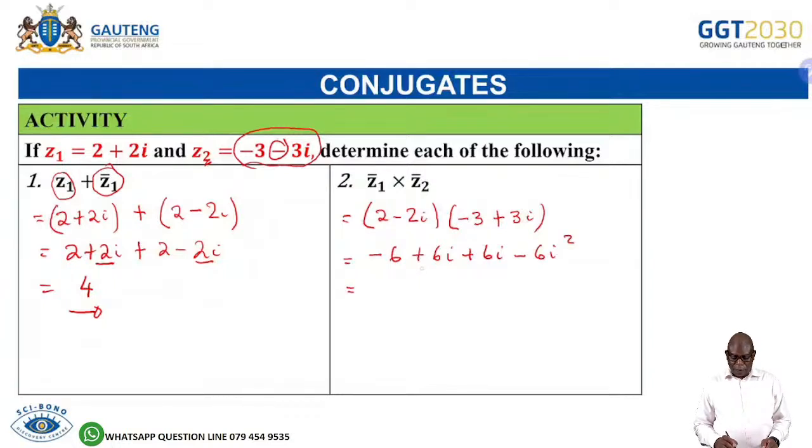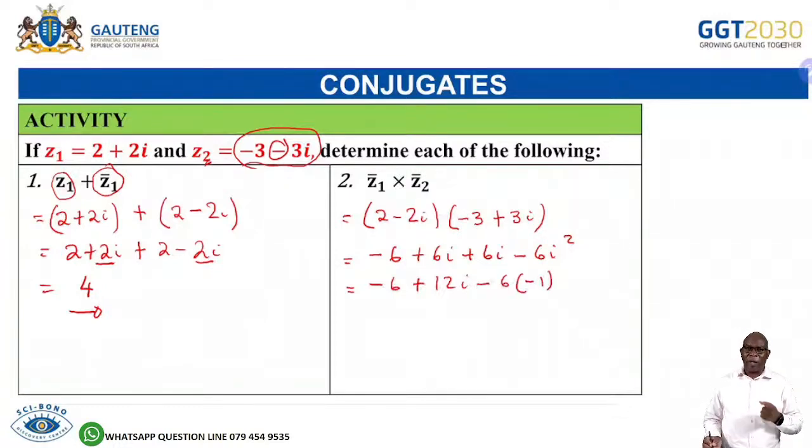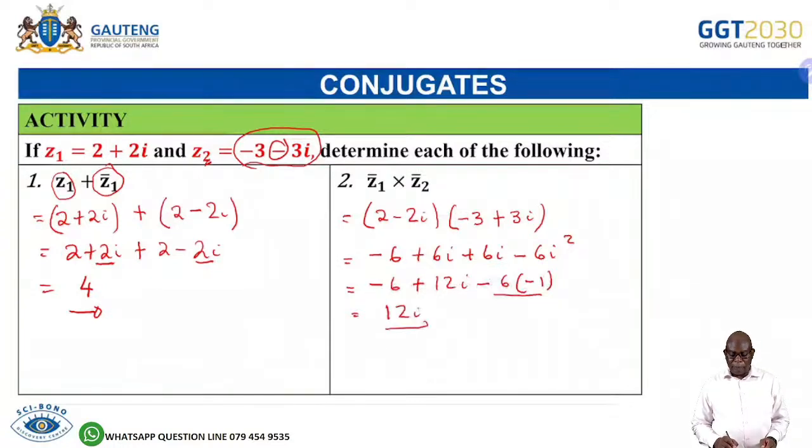Then I'm going to have negative 6 plus 12i minus 6 times negative 1. Remember, when you see i squared, just replace it by negative 1. Then I'm going to have a plus 6 here, and negative 6 plus 6 is 0. Negative times negative is positive. Positive 6 minus 6 gives us 0. Only 12i is left there.